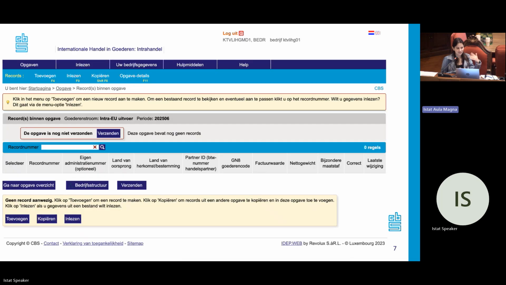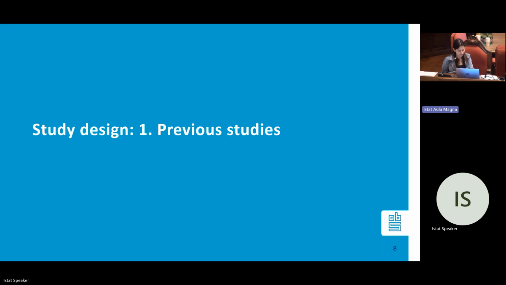And then they could get an overview of the data they entered so far. So if a business had entered data, then you would see multiple lines here with all the transactions. And once done, they could go to the send option and be done.